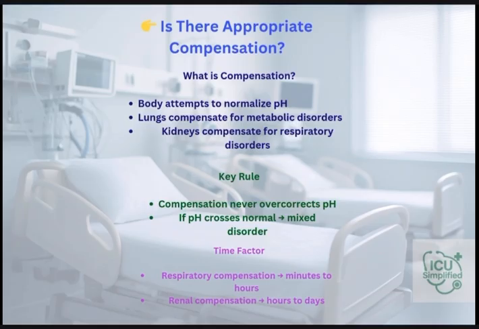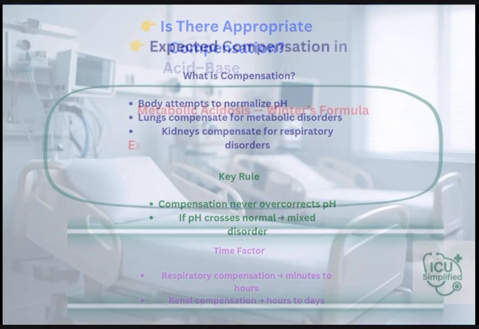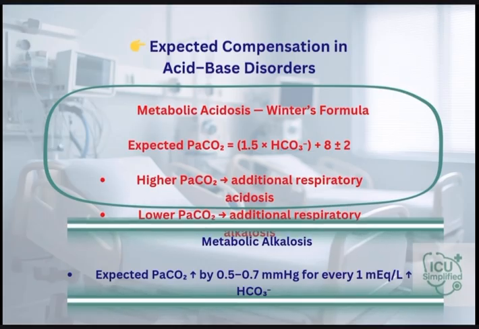Respiratory compensation occurs relatively quickly, over minutes to hours, whereas renal compensation takes longer, typically hours to days. Keeping these principles in mind helps us judge whether the compensation we see is appropriate or whether another disorder is present. Once we identify the primary disorder, the next step is to check whether the compensation is appropriate using expected compensation rules. In metabolic acidosis, we use Winter's formula to estimate the expected PaCO₂ and assess whether respiratory compensation is appropriate. This helps us identify whether an additional respiratory disorder is present.